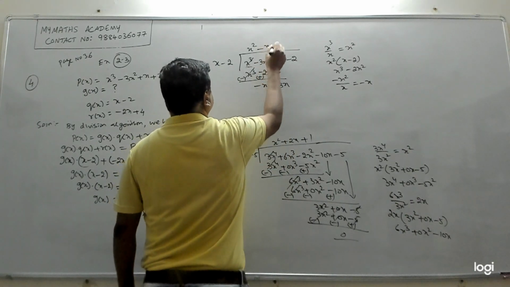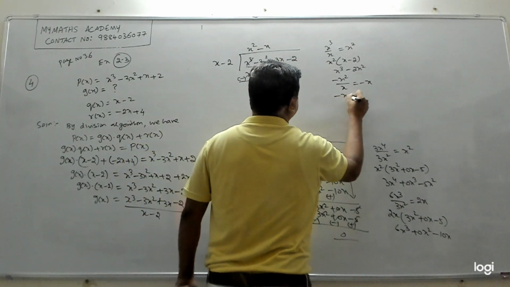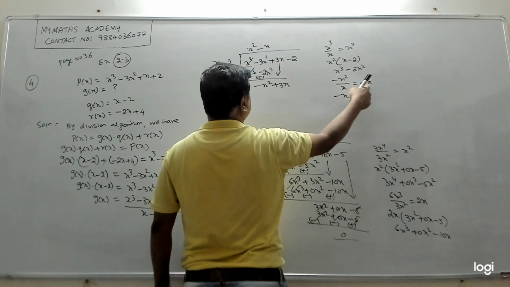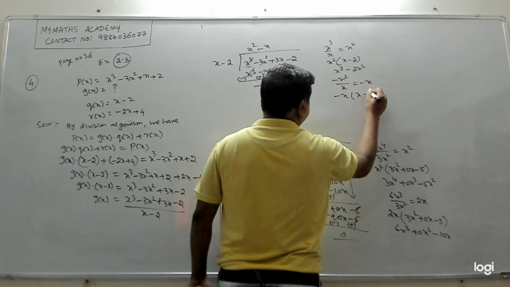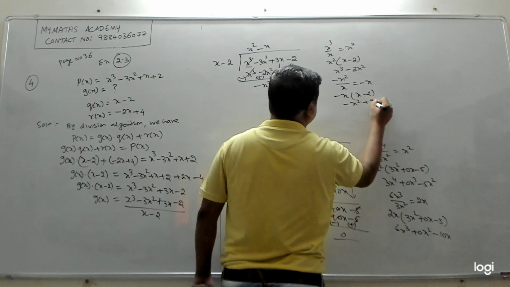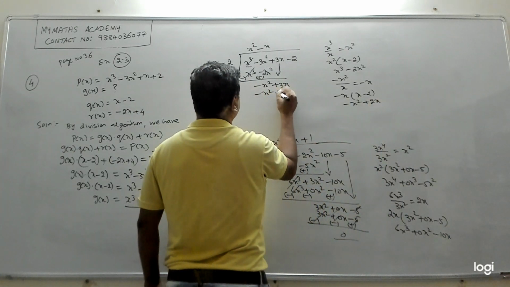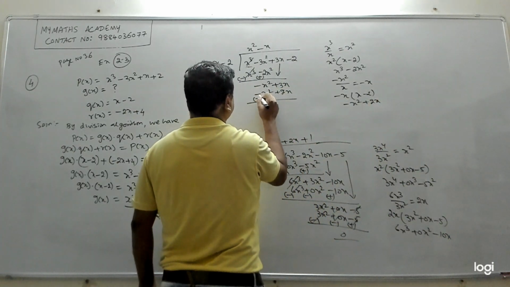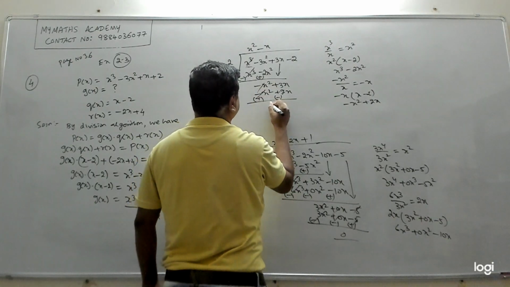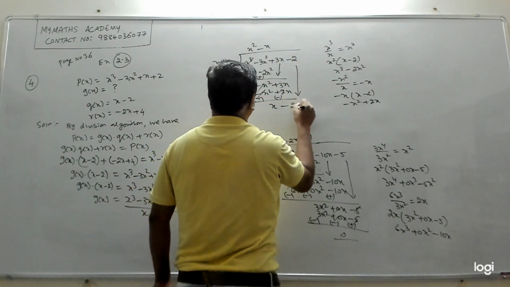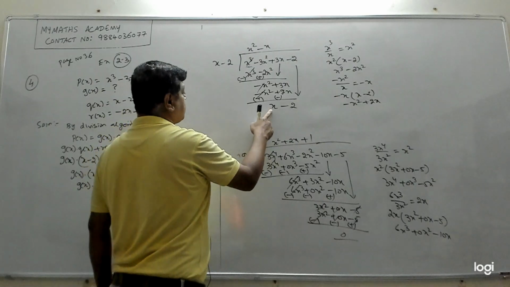So I'll put minus x, then minus x into this whole thing, x minus 2. That gives me minus x square plus 2x. So I'll put minus x square plus 2x. Then change the sign, plus minus cancel, you'll get x. This comes down, x minus 2. Now again take the first term. So you will continue to do it.